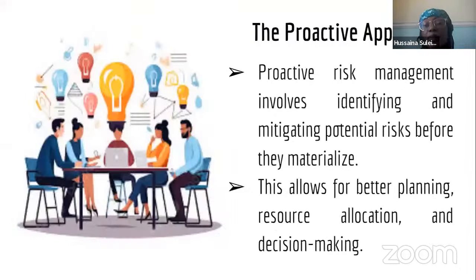Whereas the proactive approach is a method of managing risk that involves identifying and mitigating potential risks before they materialize. This approach is usually the best approach because you get to identify your risk on time before they even happen. You get to know those potential risks you have to look out for before they actually happen. And this allows for better planning, resource allocation, and decision making.